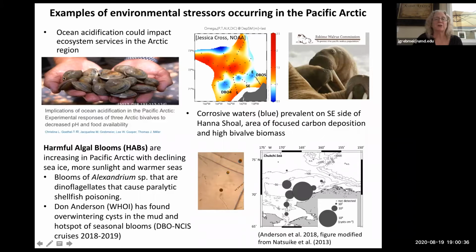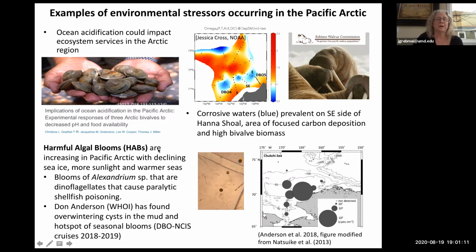And our study, Christina Gaithel, who was a PhD student, found that certain bivalves can tolerate that more acidic environment and others can't. And so we've seen some major changes in the type of clams there due to this acidification. And this just gives an example, and up in the Chukchi, because this blue is where we have really corrosive water. This is Hannah Shoal area. This is a settling area here. We have a lot higher biomass, primarily clams, and this is where the walruses are hanging out in the last ice part.